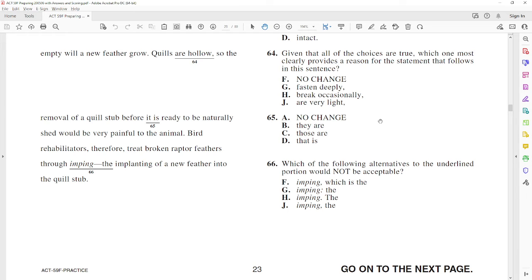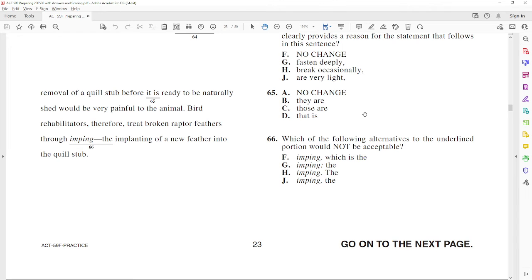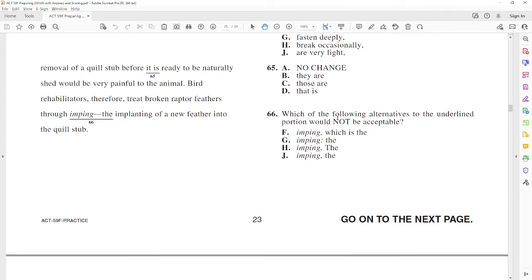The removal of a quill stub before that is ready to be naturally shed would be very painful. You would call it an it, not a that. It's a direct pronoun, so we wouldn't say that. That we might use for general things. The quill stub that is about to be removed could be very painful, something like that. But we use it in this case. So A is the answer for 65.